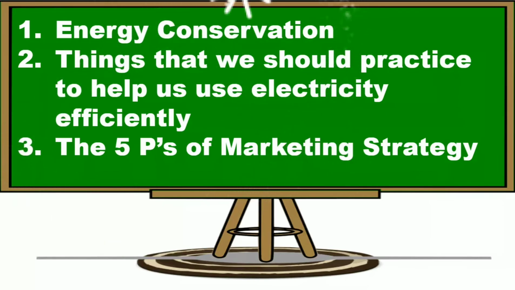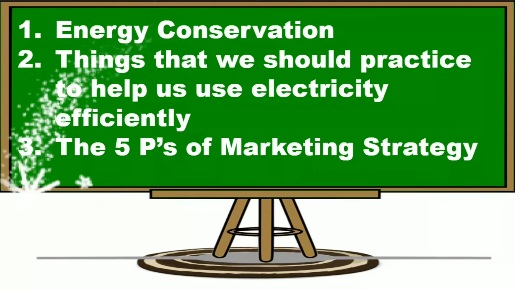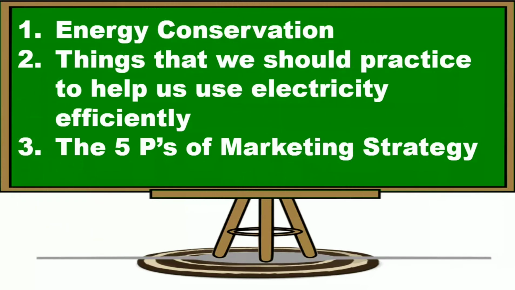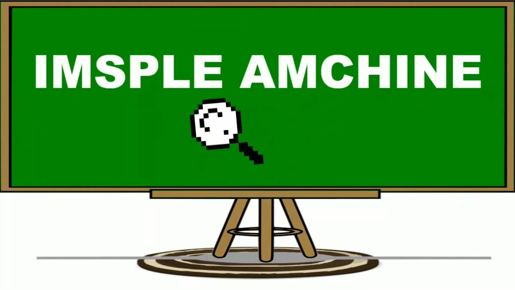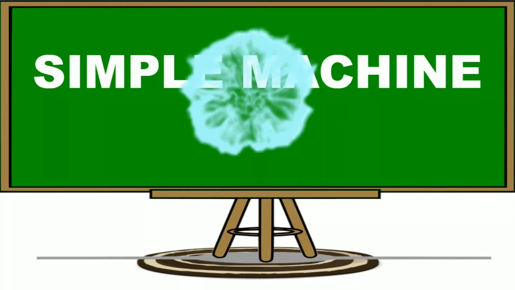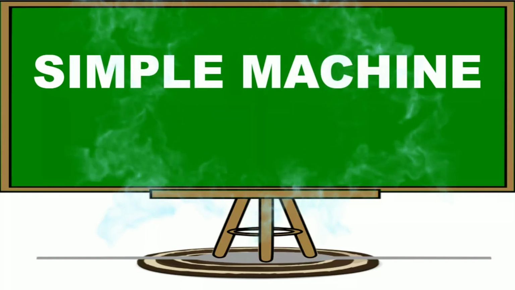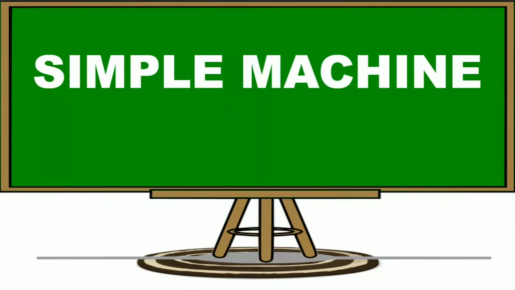You learned about energy conservation, the things that we should practice to help us use electricity efficiently, and the 5 P's of marketing strategy. You have to arrange the jumbled letters. Very good. The answer is simple machine. Our lesson for today is about simple machine.